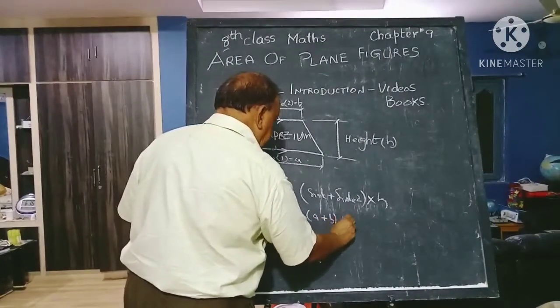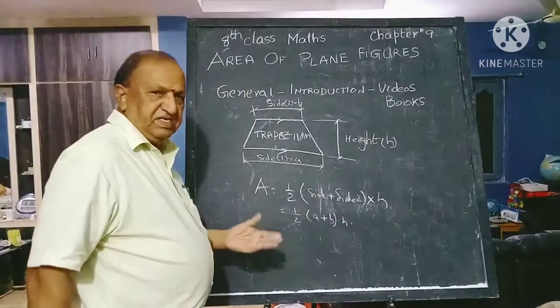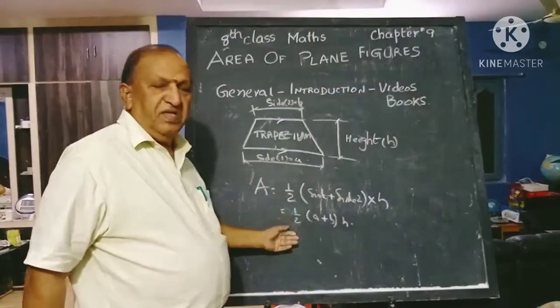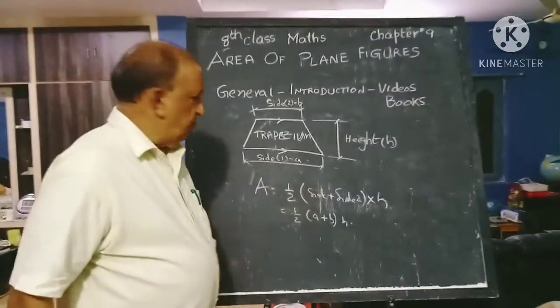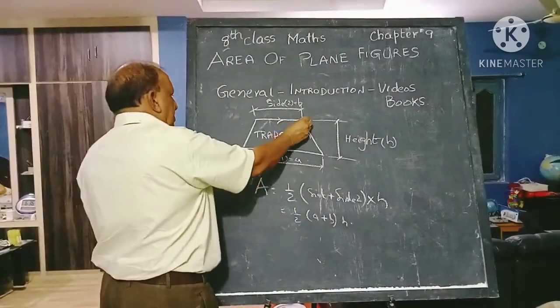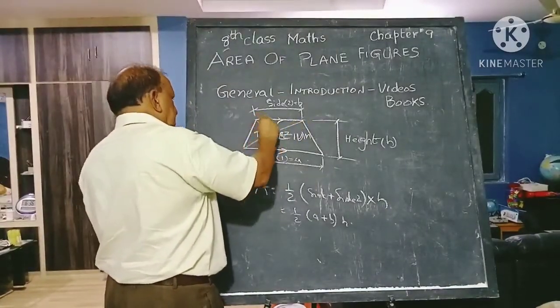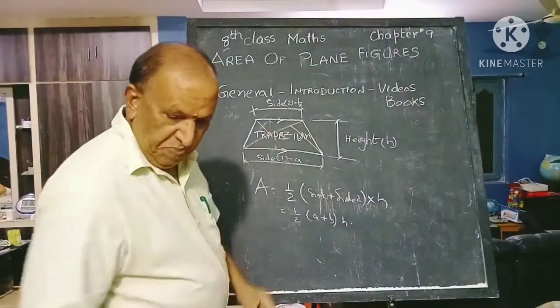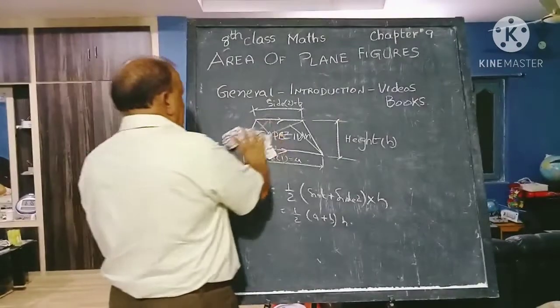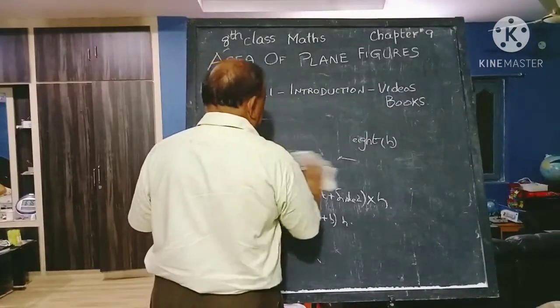into H. So area of a trapezium is half of the sum of the two parallel sides into the distance between them. You can easily derive this by drawing a line like that. This is a distance and you draw a perpendicular, that's not a problem. Similarly for a quadrilateral you apply the same principle.